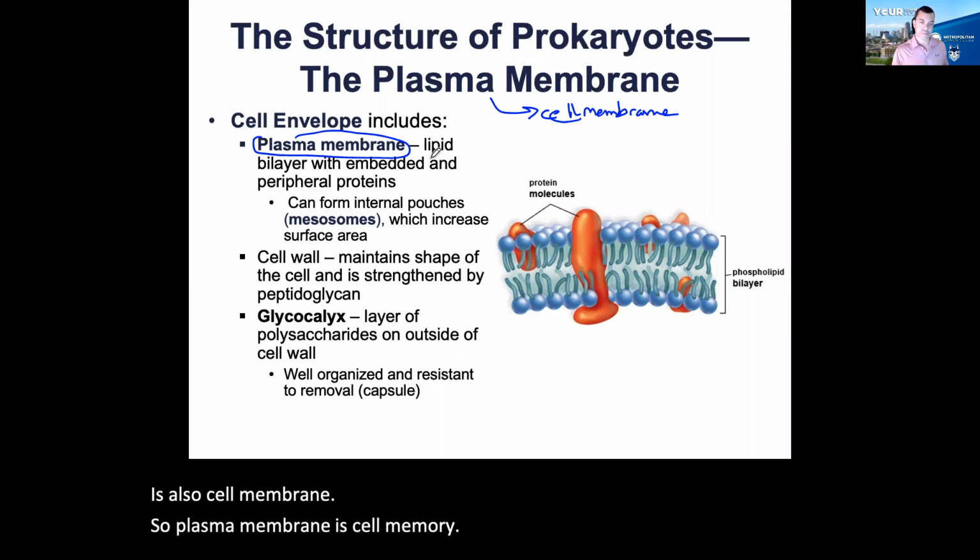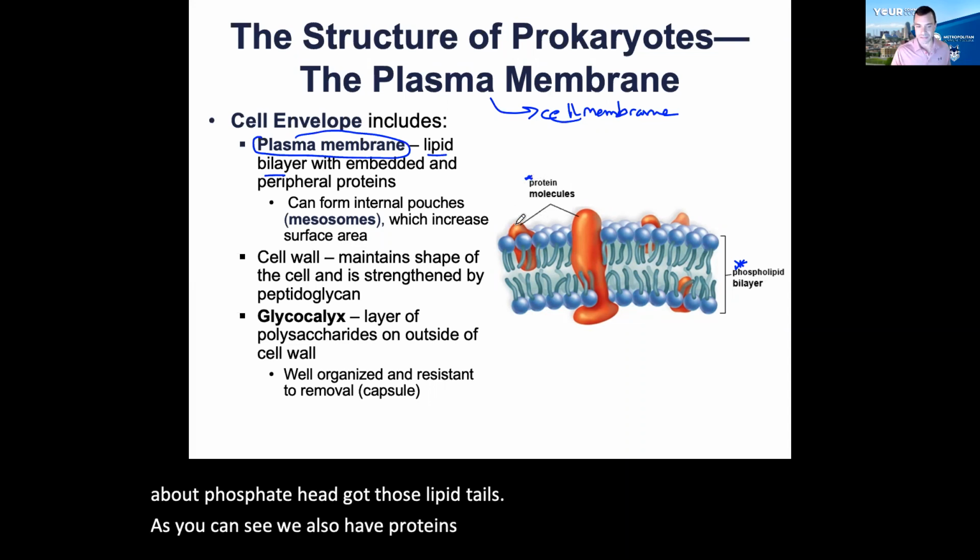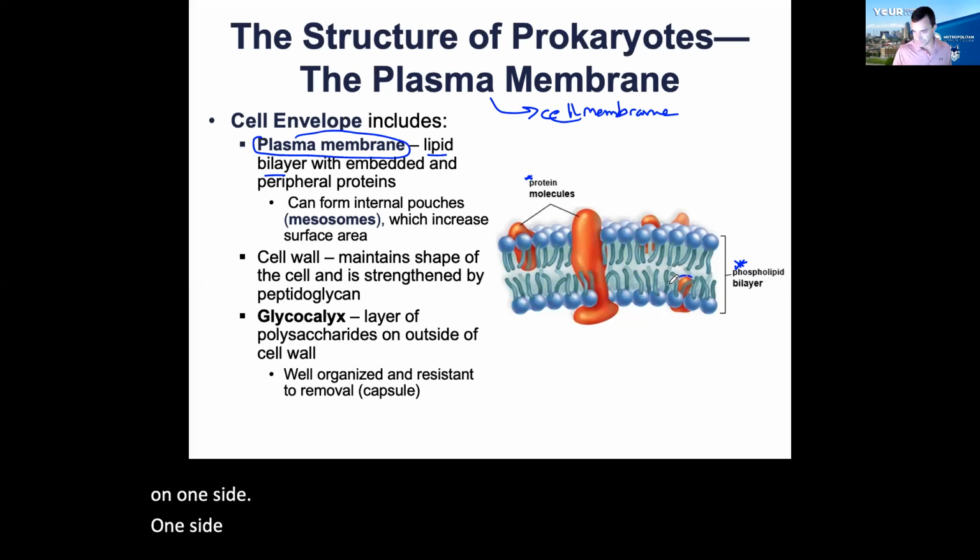What's in that thing? Well, fats. It is a lipid bilayer, a phospholipid bilayer. Got that phosphate head, got those lipid tails. As you can see, we also have proteins embedded in this thing. Sometimes they're on one side. If they're only found on one side, they're going to have a name.